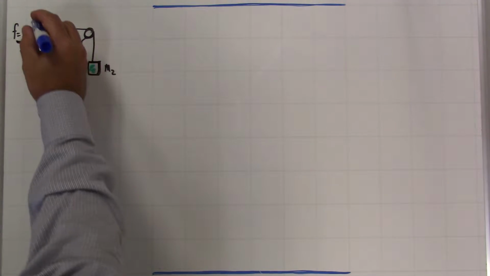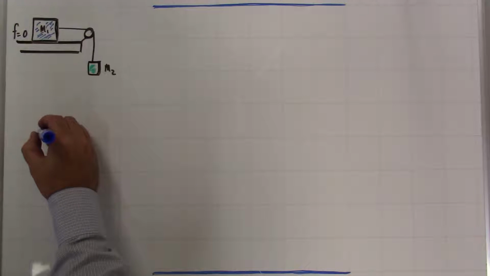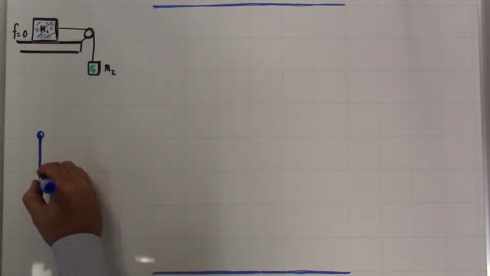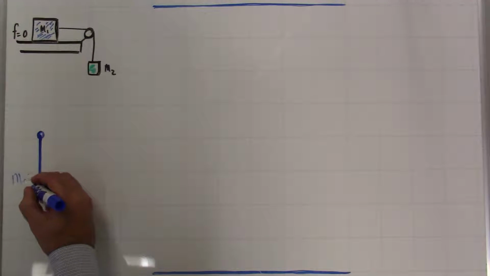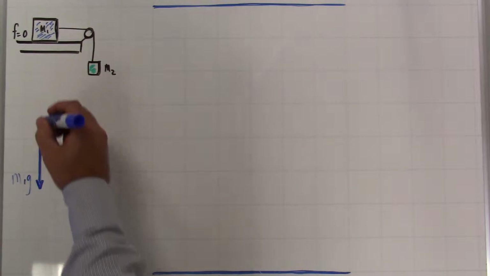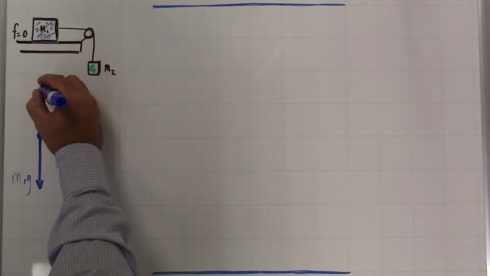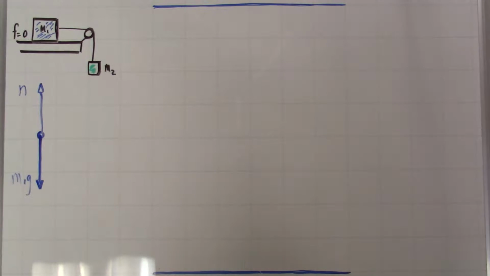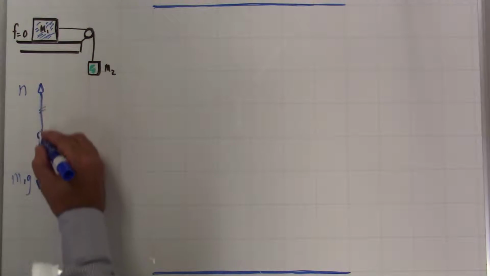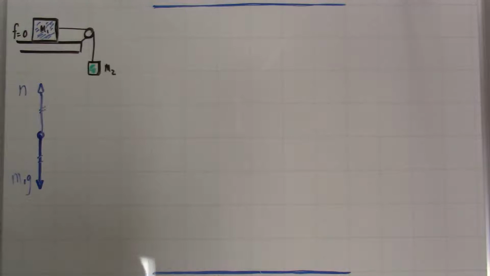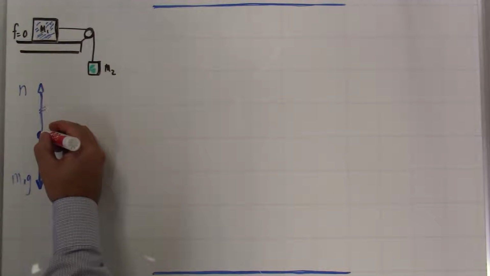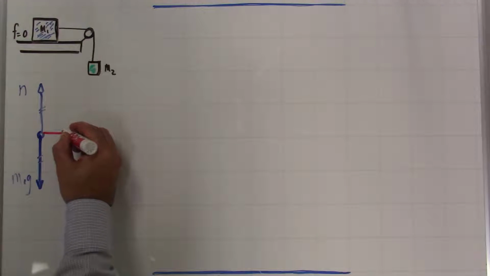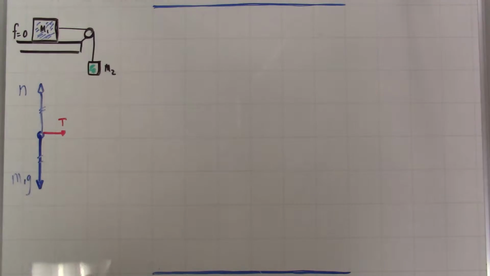The block on the table, the blue block, we'll call that M1. The forces on M1 are its weight, which we call M1G, and then the normal force between the block and the table. And because the acceleration is 0, those two forces balance. And then there's the force from the string, which we'll call T for tension, pulling it to the right.